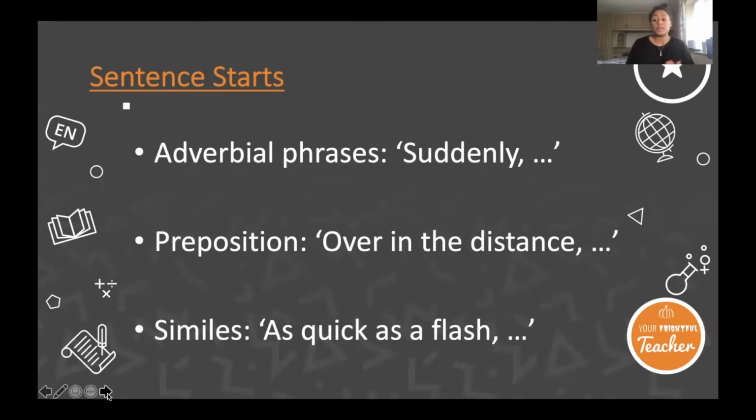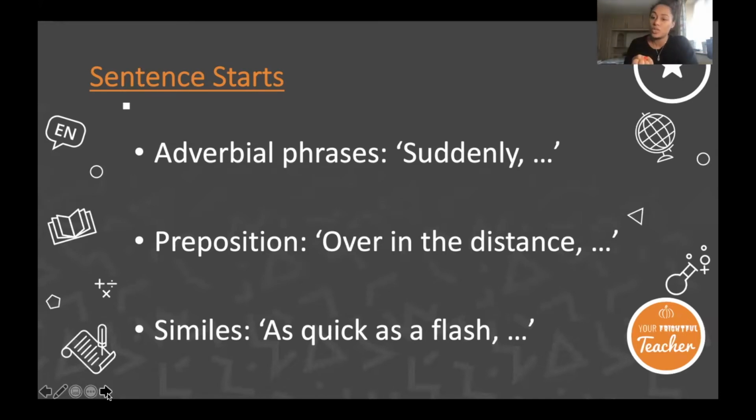Preposition: "Over in the distance," "under the bush," "over the rainbow." You know what I mean? Start with where something is rather than just "the". And then finally, a simile. I've put "as quick as a flash," nice and easy, "as quiet as a mouse," but things like that.